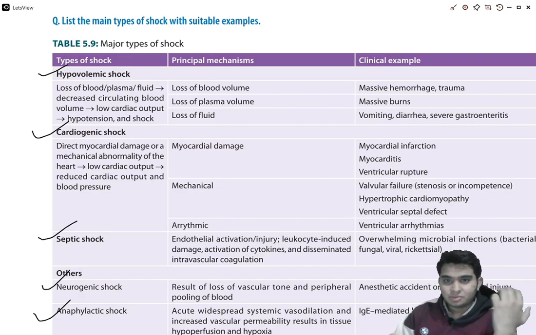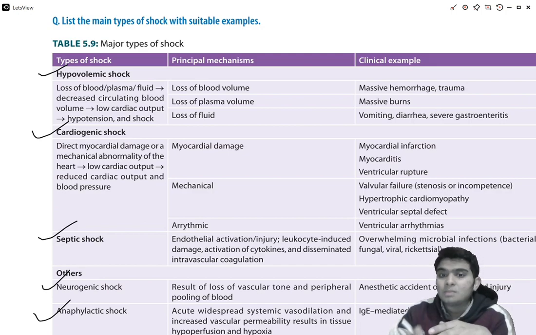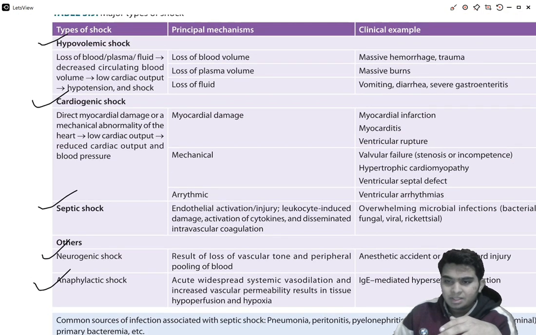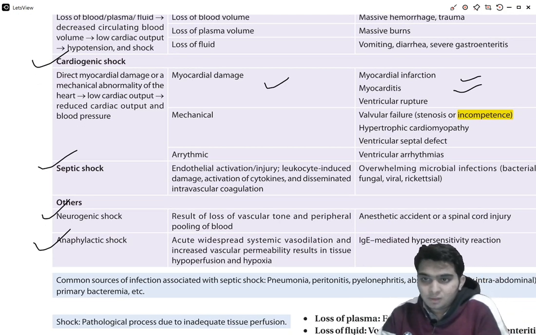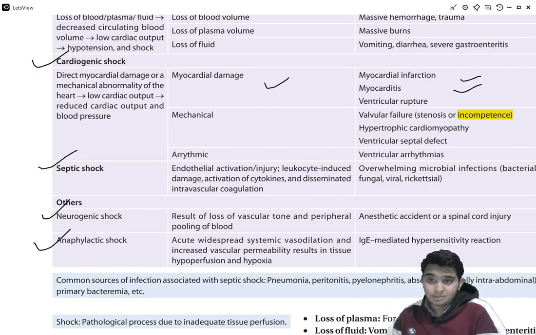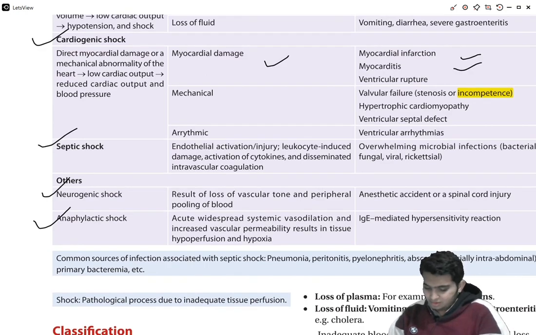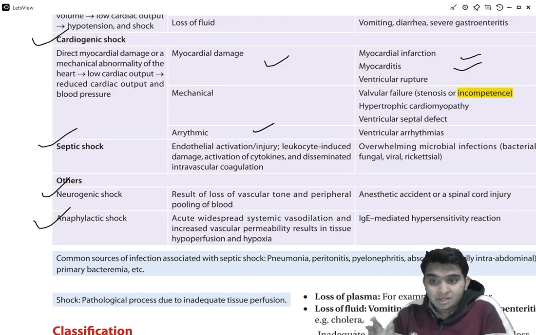It is due to direct myocardial damage or a mechanical abnormality of the heart, leading to reduced cardiac output and blood pressure. The principal mechanisms of myocardial damage are myocardial infarction, myocarditis, and ventricular rupture. These all are the causes. In mechanical damage: valvular failure, stenosis, hypertrophic cardiomyopathy, ventricular septal defect. And rhythmic causes: ventricular arrhythmias. These all lead to impairment in cardiac function.